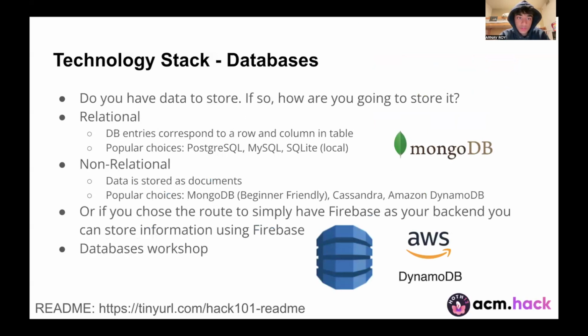Okay, and then we'll move on to the database portion of the technology stack. So, do you have a data store? And then, if you have a data store, how are you going to store it? There's relational databases such as Postgres, MySQL, and SQLite. These types of databases store data that correspond to a row and column in a table. And then there's also non-relational databases that store data as documents. Popular choices for this are MongoDB, Cassandra, and Amazon DynamoDB.